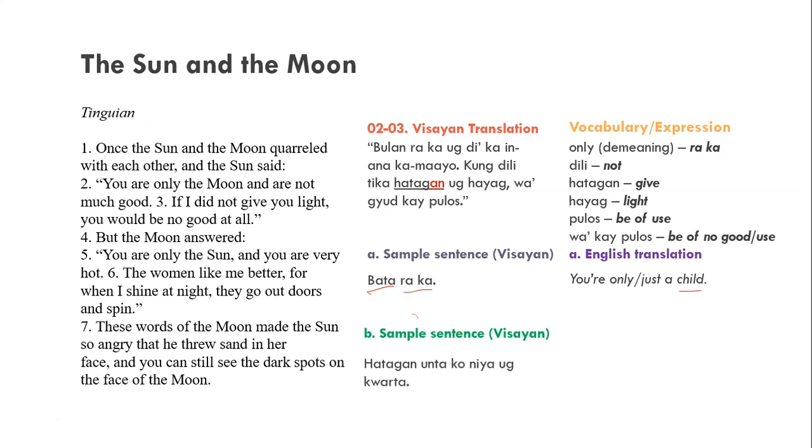Another sentence is: Hatagan unta ko niya og kwarta, which means, hatagan is give, here gives, I hope he gives me money. We are dealing with verbs here in the sentence. And in the later lessons, we will be dealing with some pronouns as well, like niya. And ug is a connective or conjunction, and sometimes it's just a marker of a noun. Kwarta is money, by the way.